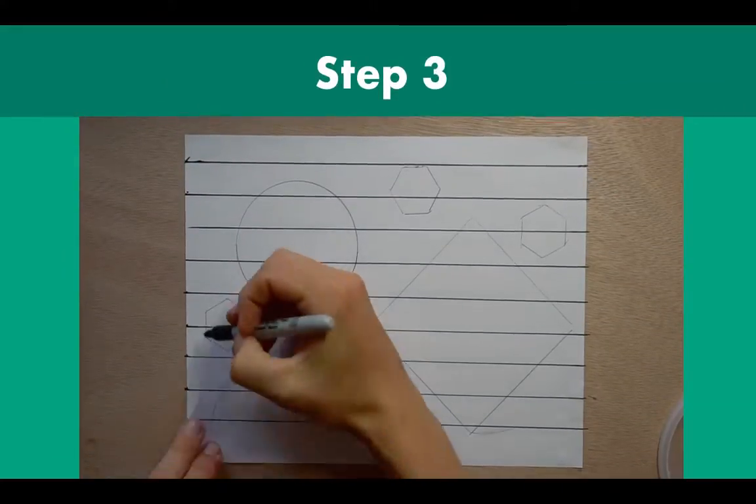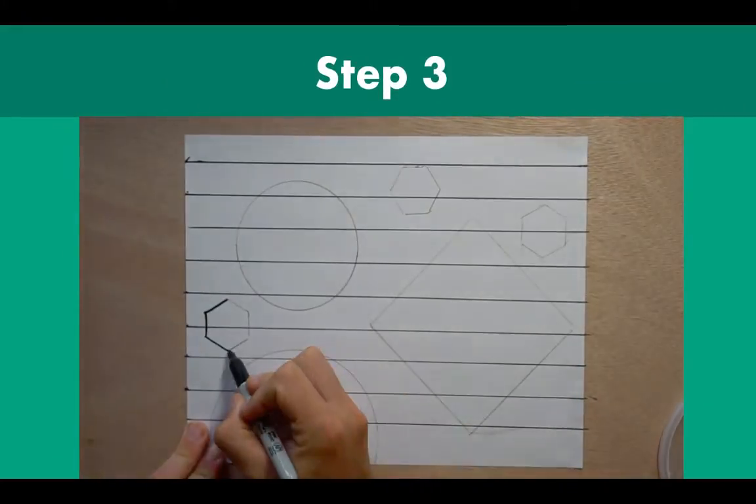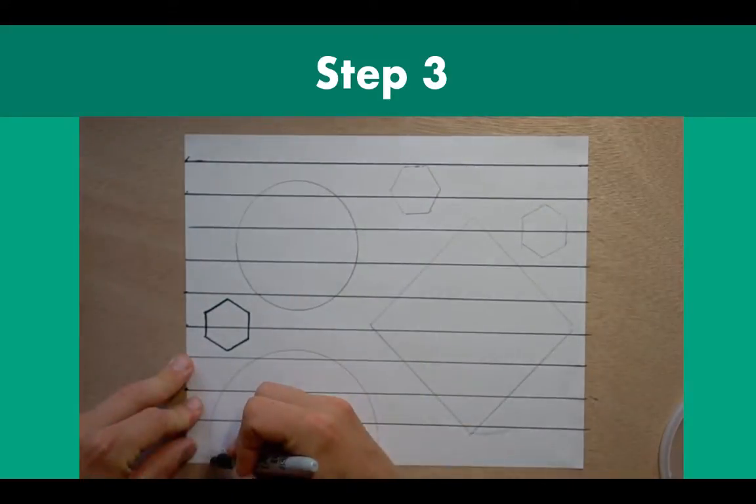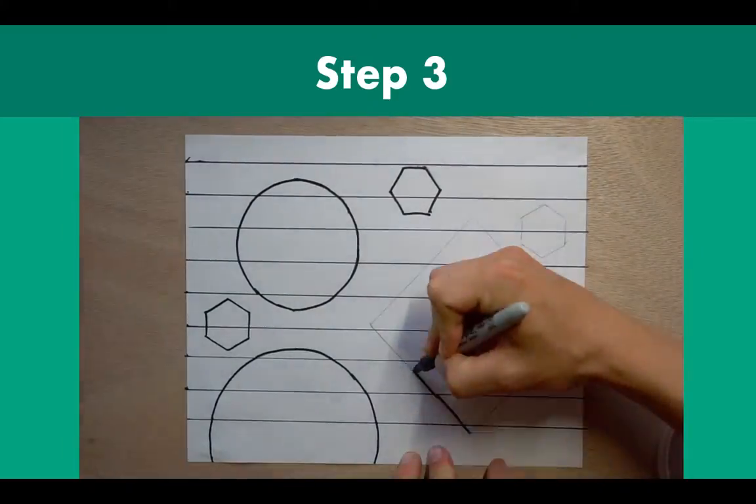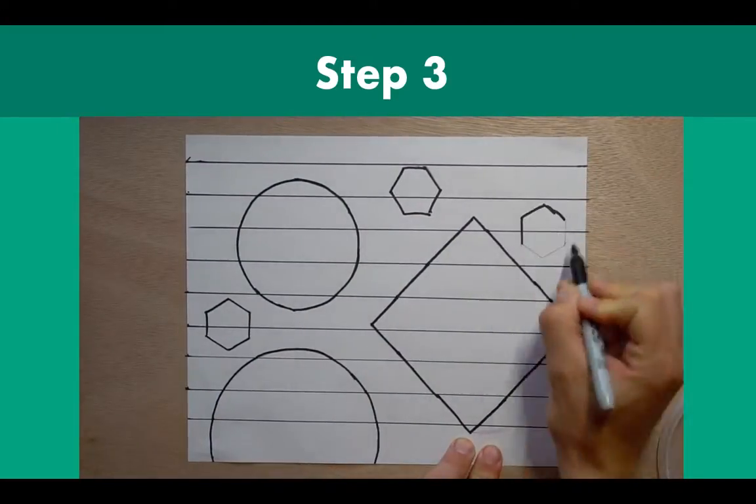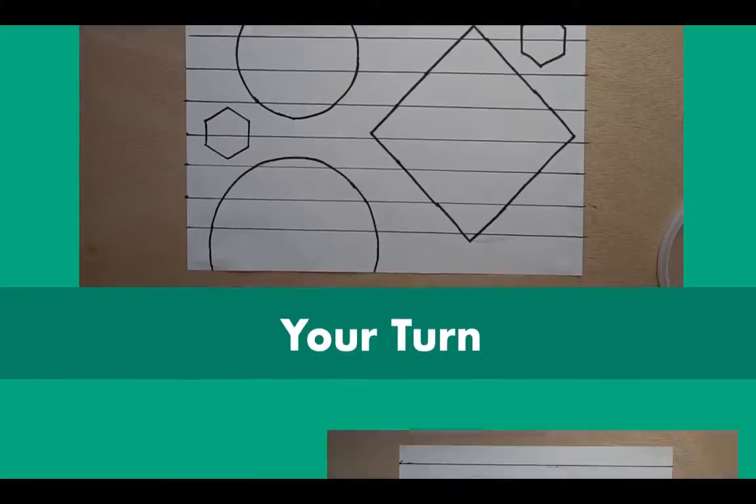Next, carefully use your Sharpie to draw over the shapes you traced earlier. Do your best to keep those Sharpie lines smooth and accurate. Your turn.